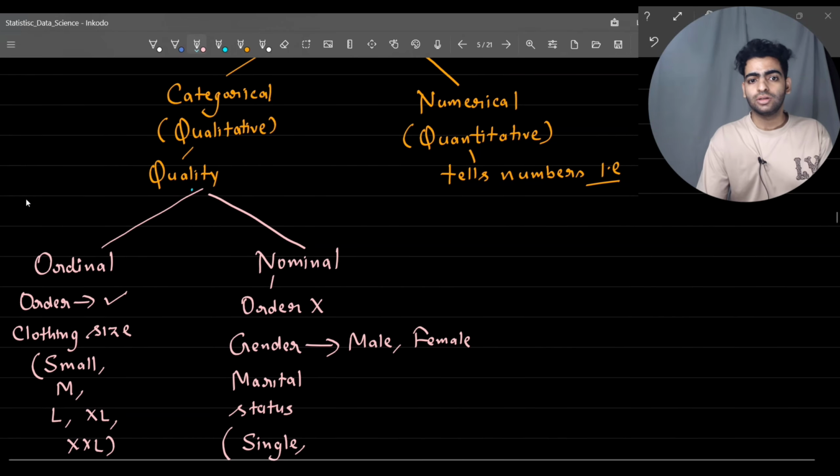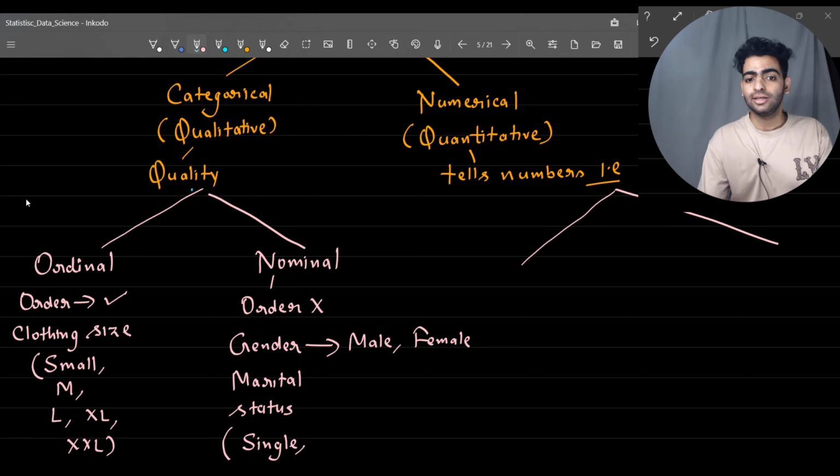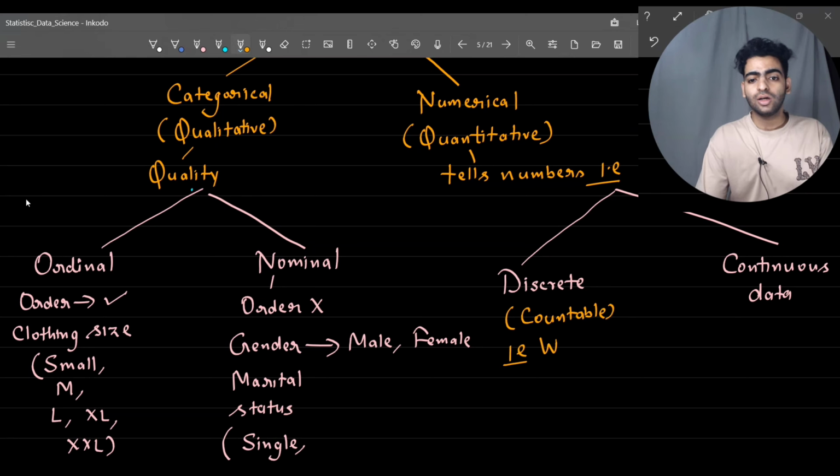Okay, let's talk about the numerical data. It is basically categorized into two categories. The very first is discrete, and the second is continuous data. So very first, let's talk about what is discrete data. Discrete data is that data which is actually countable in numbers. It means it usually has whole number type of values.